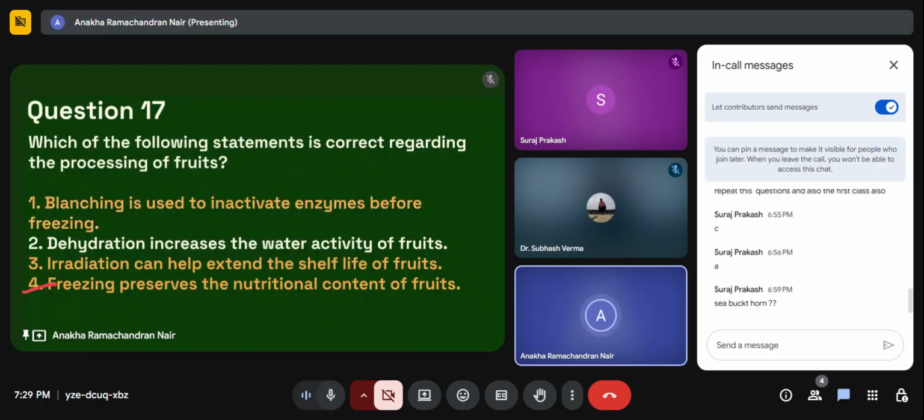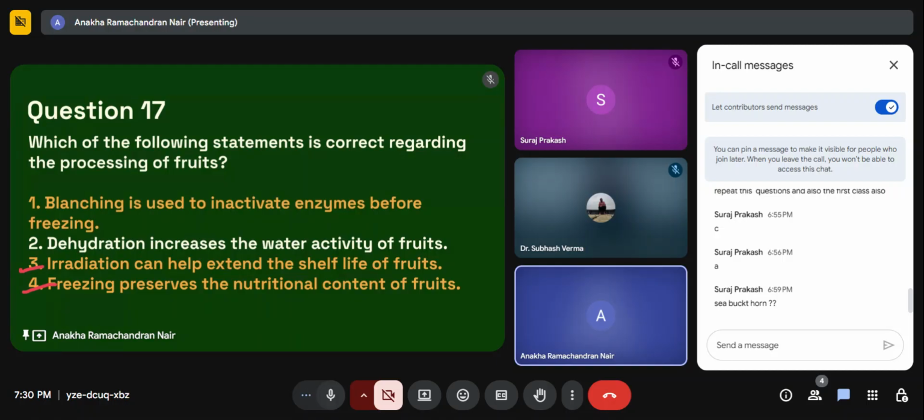Irradiation, for example, gamma or X-ray irradiation, can help extend the shelf life of fruits because it will kill the microbes that are present on the fruits, right? And if you have killed the microbes that are present on the fruits, then there are less chances of rotting happening, because it's things like microbes or flies, etc., that increase the rate of rotting, right?